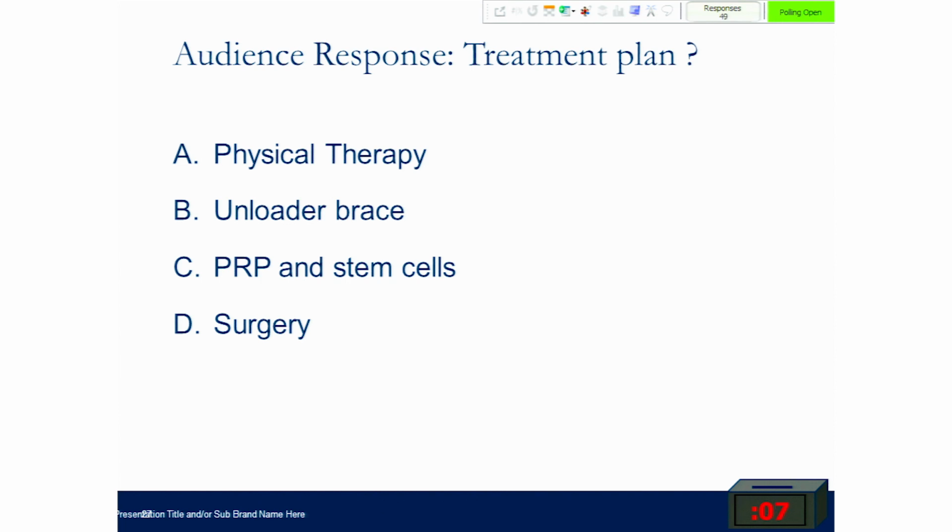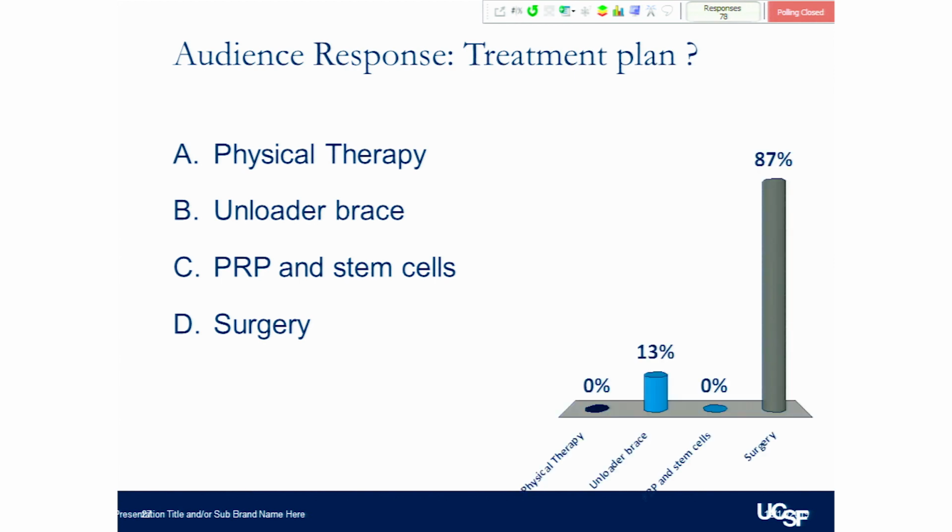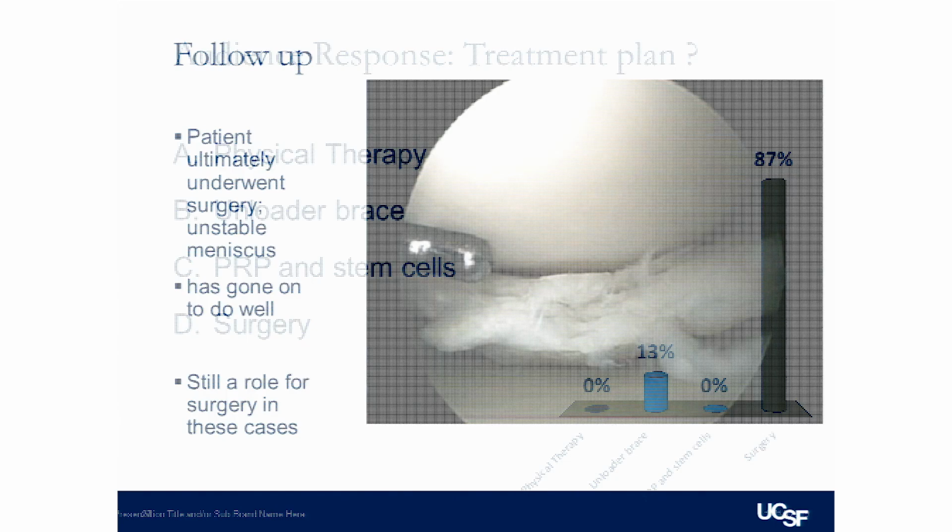We've tried the physical therapy. You could always try more PT. An unloaded brace, again, is not an unreasonable option to try and unload and see if that helps. PRP and stem cells, surgery. Okay, so surgery. And in fact, that's what we did here.